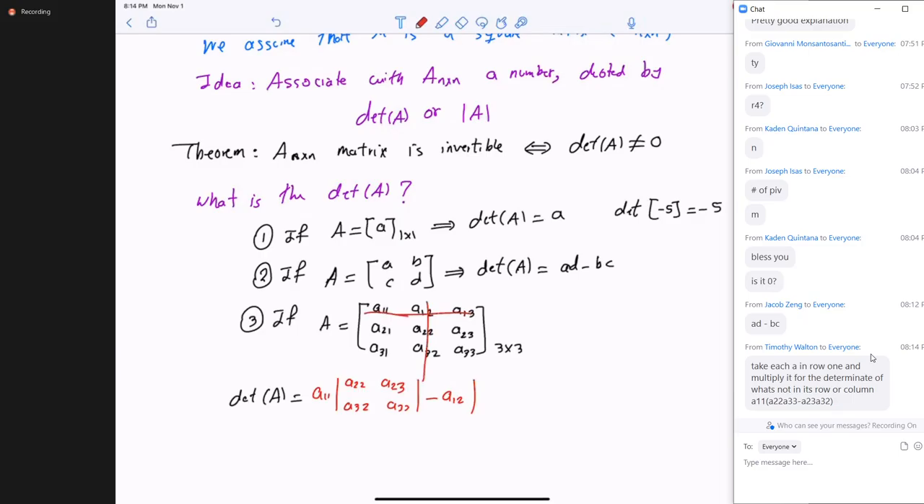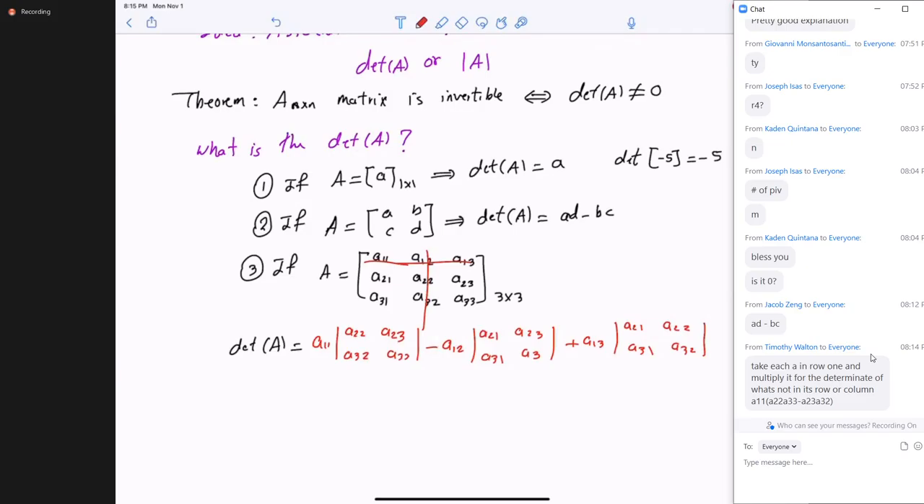The remaining matrix is A21, A23, A31, A33. And then the last one is A13 times the determinant of the remaining matrix A21, A22, A31, and A32. And then you evaluate that. I'm not going to expand more on this one, but it's not going to be difficult to find the determinant of a matrix. I'll put an example for the next session, guys.